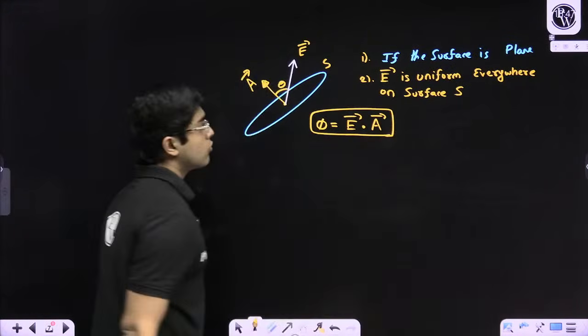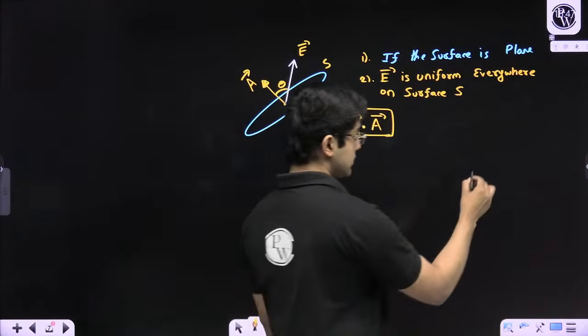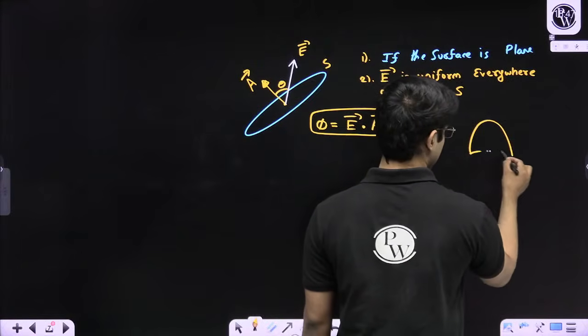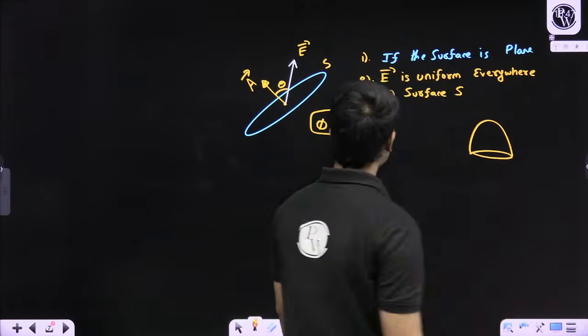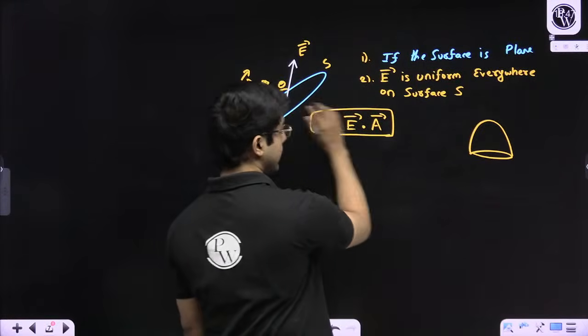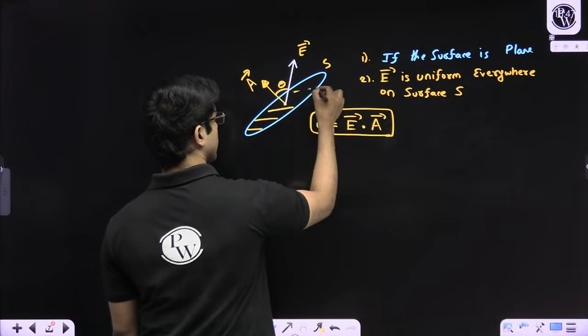If condition 1 is not met, which means the surface is a curved surface like a hemisphere, then you cannot apply this formula. It can only be applied if you have a plane area, which means a two-dimensional area.